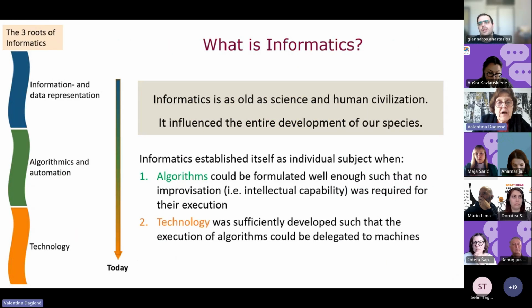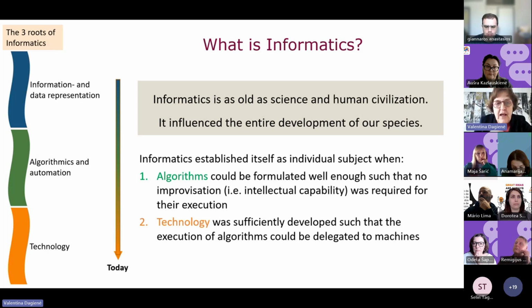So now I wanted to spend a few minutes on what informatics is. We can think about 3 roots of informatics, and then probably it can bring us all together, whether you are an informatician or mathematician or from science or humanities, that we all have these 3 roots. It goes back more than 4,000 years, as human beings, we started with information and data representation, which is what humans really wanted. Of course, I have very short time, but just to mention.